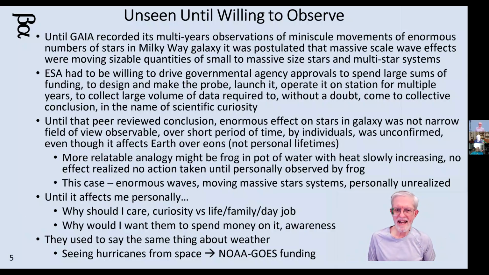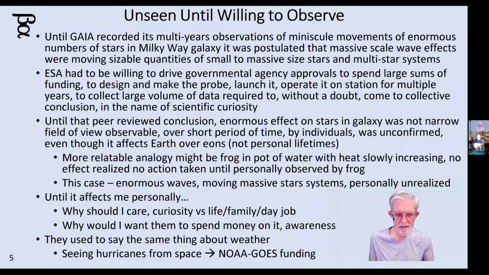So Gaia provided the data, but somebody had to say, I think we ought to spend the money to do this. People in ESA had to be willing to go up to the agencies and say, we want to spend about $1 billion over the next 20 years to design, build this spacecraft, get it launched to L2, operate it on station at L2 in a virtual orbit for multiple years, collect petabytes worth of data of all the star positions over time, and then run an analysis of that. And that takes people up front, behind the scenes, and after the fact to do all this stuff just in the name of scientific curiosity.